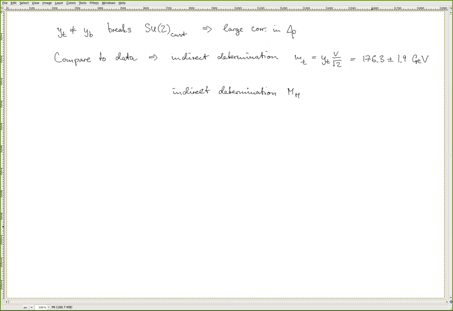Nevertheless, this was really important information before the Higgs boson was found by the LHC to give us some indication of what we should expect for the Higgs boson. If the standard model is correct, we had before the start of the LHC already a prediction that the Higgs boson needs to be lighter than something like 160 GeV. And the LHC would be guaranteed to find that. And it did.